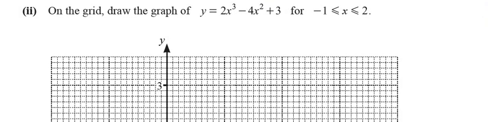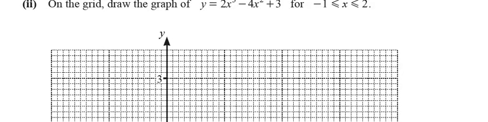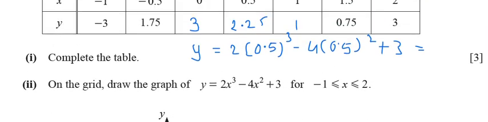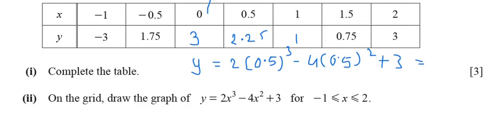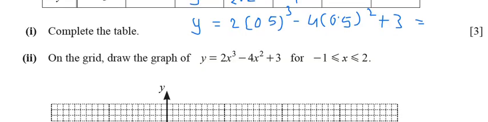On the grid, draw the graph for y = 2x³ − 4x² + 3 for the values of x provided, from −1 to 2. So we do have points over here. When x is −1, y is −3. When x is −0.5, y is 1.75, and so on. So let us just plot these points. So these are the plotted points.